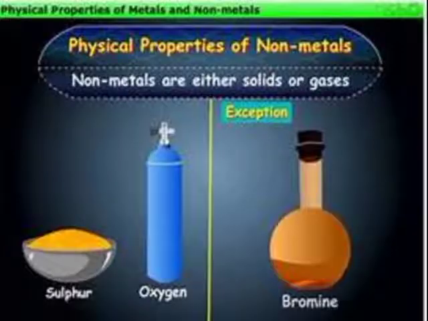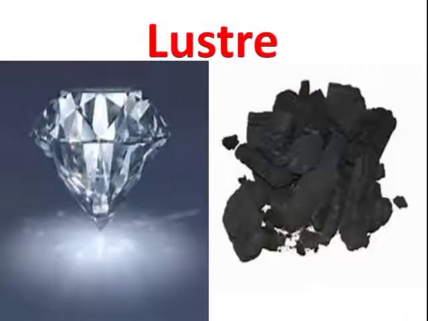Now, luster. The second property is luster. Non-metals do not have luster. That means non-metals do not shine. But some exceptions are there, like diamond and iodine crystals. Some non-metals are colorless while others have different colors.